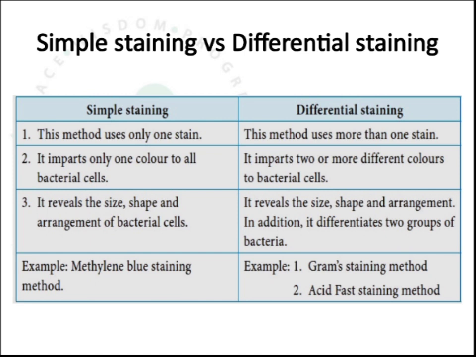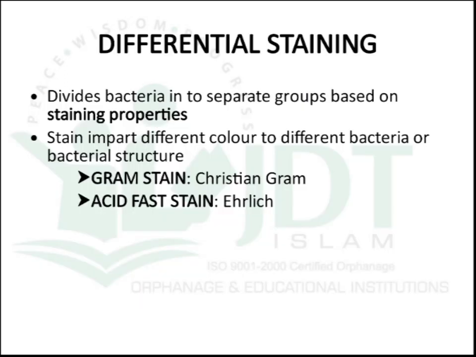Now an example of simple staining is methylene blue staining, and examples of differential staining are Gram staining and acid fast staining. Differential staining is one in which we differentiate the bacteria into separate groups based on the staining property. There are two types of differential staining: Gram staining and acid fast staining.